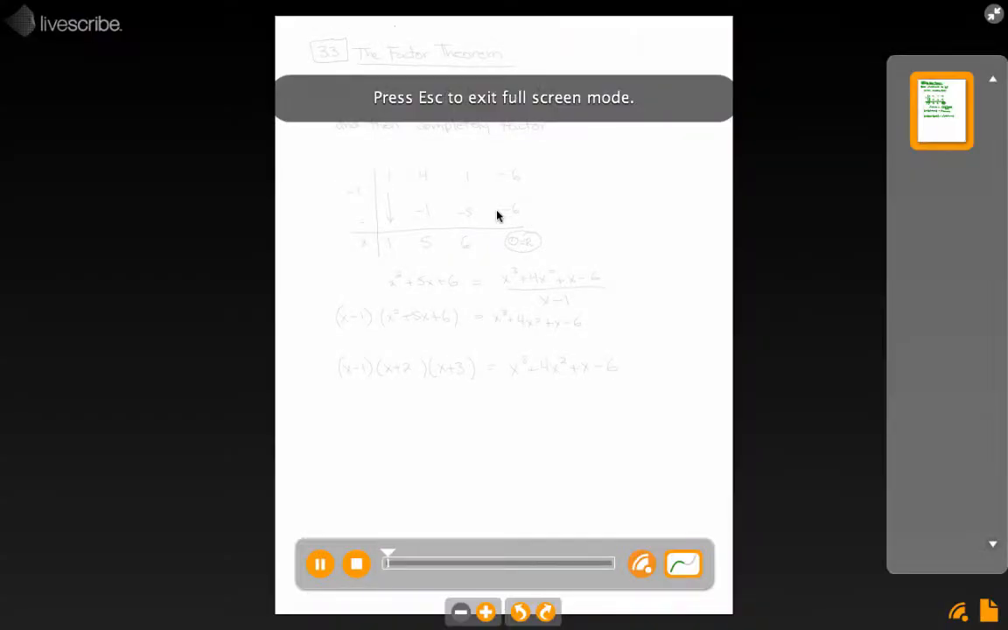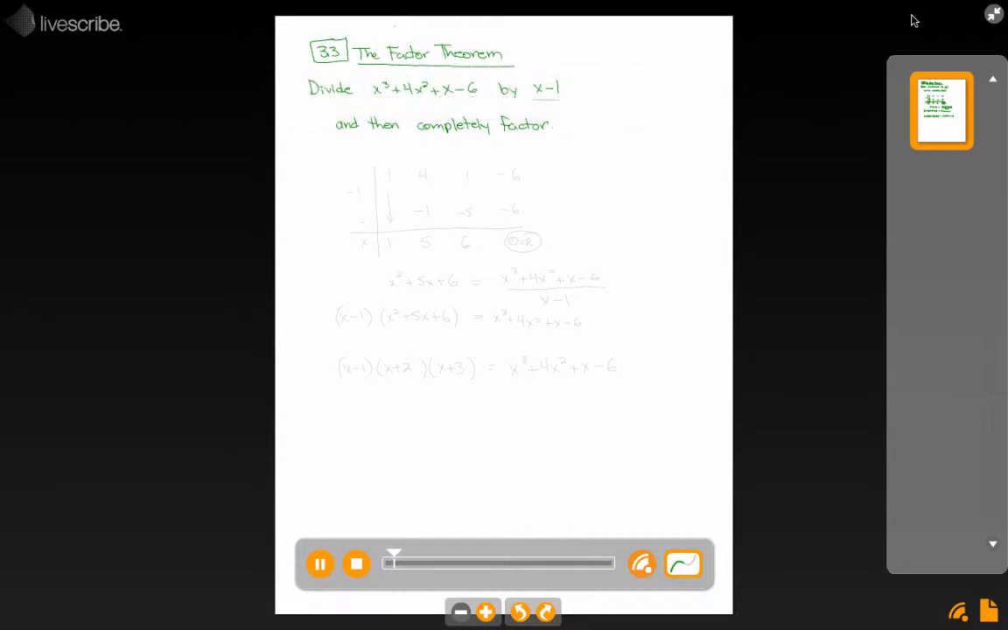Next example comes out of section 3.3, the factor theorem. We're asked to divide x cubed plus 4x squared plus x minus 6 by x minus 1 and then completely factor the result. Now that won't make sense until we do the first little bit, so let's do the division. Just for practice, we can do it either by long division or synthetic, so synthetic's a little faster.